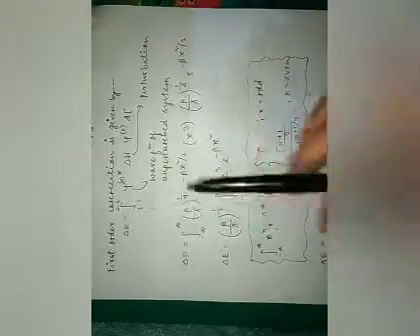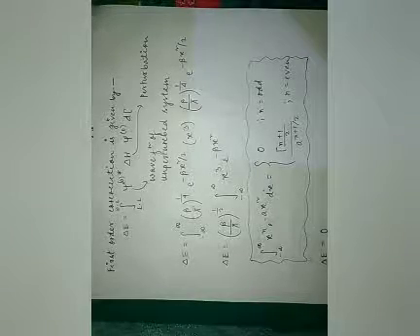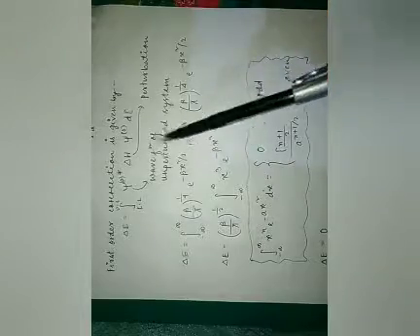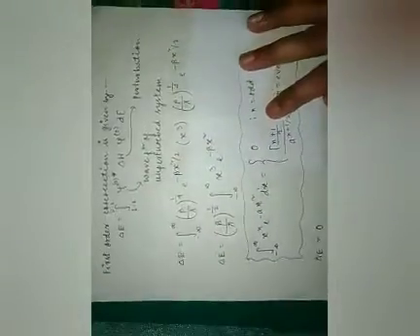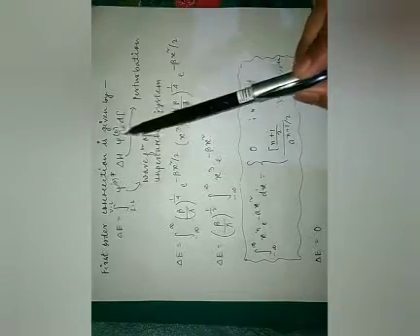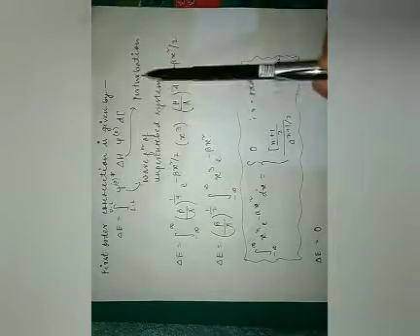The first order correction is given by this formula. Delta E, the first order correction, is given by this expression. Here in the expression, this is the wave function of the unperturbed system, and this is also the wave function of the unperturbed system. This delta H is the perturbation.